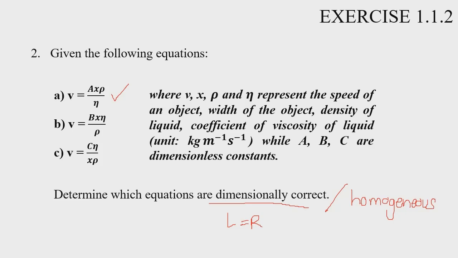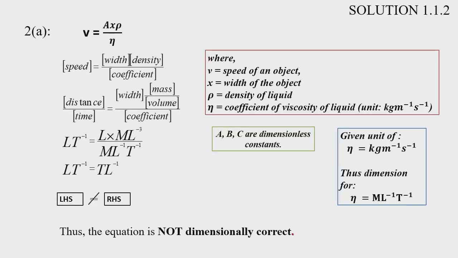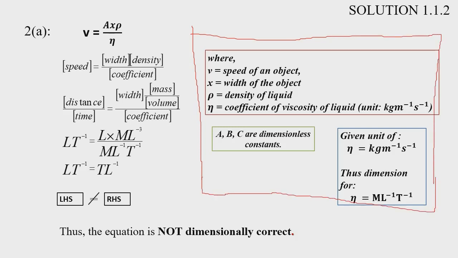Okay, based on this information, I'm going to transfer it here. So these are the information given in the question. This part here. So I'm going to write down again the equation. See the equation here. So what I did is I put dimension for each physical quantity. So I know V is speed. And then A here, right? A here is stated in the question.